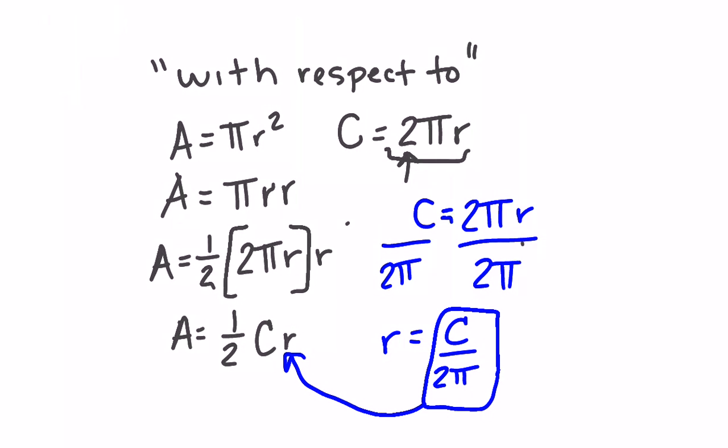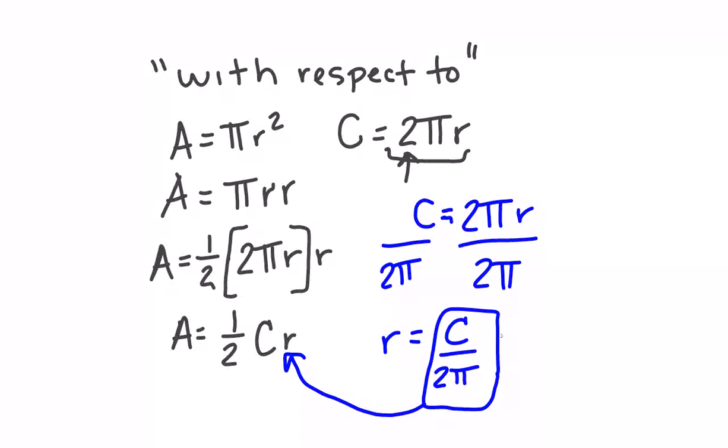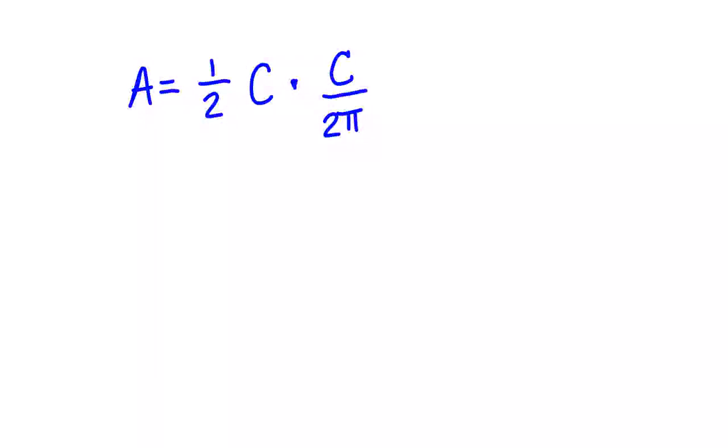So that means instead of 1/2 c times r, we're now going to have area equals 1/2 times c times c over 2 pi. If I put a bunch of stuff together and simplify this before I take the derivative, I get that area equals 1 over 4 pi times c squared. Well, now I have the area formula for a circle in terms of c.